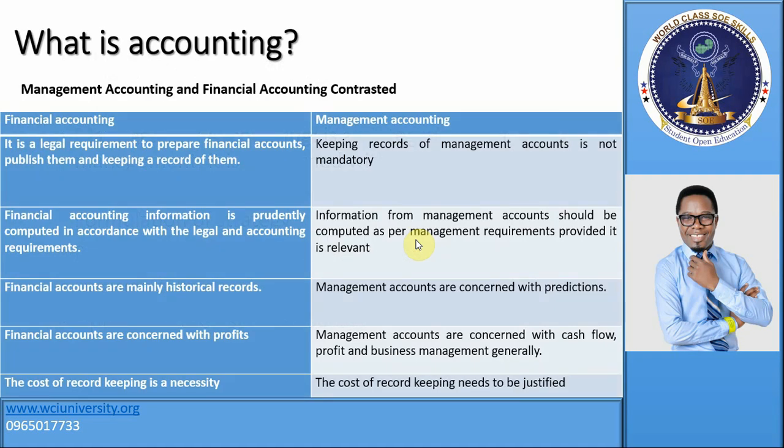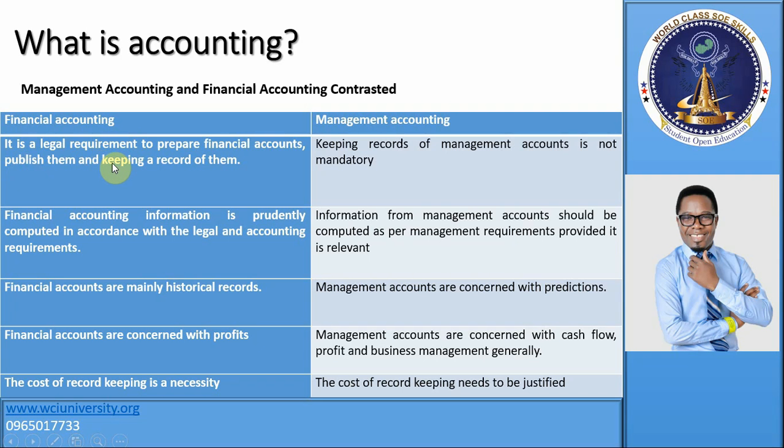What is accounting? What you're looking at here is a diagram, a table, that shows management accounting and financial accounting contrasted. On your left, you see financial accounting. On your right, you see management accounting. In blue, it explains what financial accounting consists of, and on the right, what management accounting consists of. We're going to start with both.